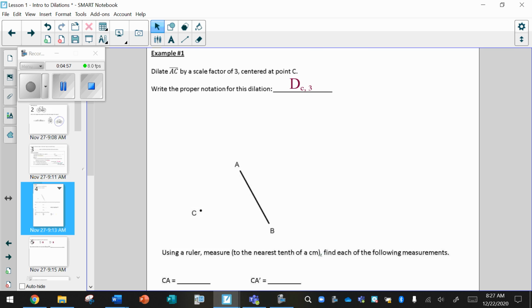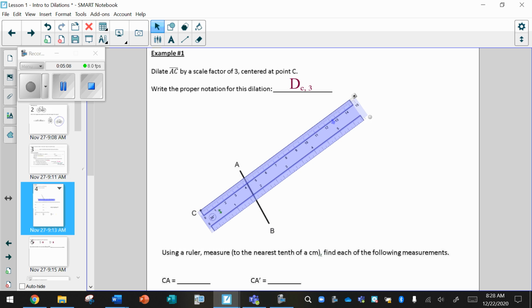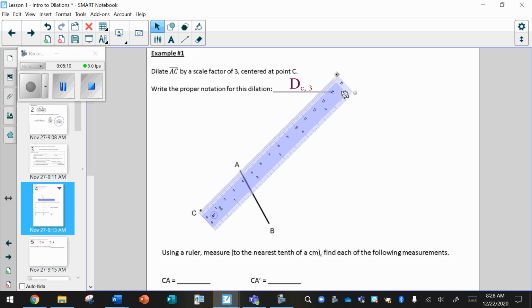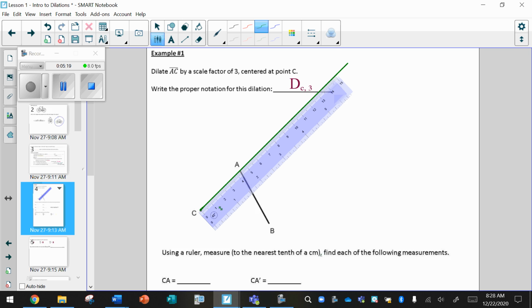What you're going to do first is take your straight edge, line it up with point C and vertex A, and we are going to just draw a segment nice and long.